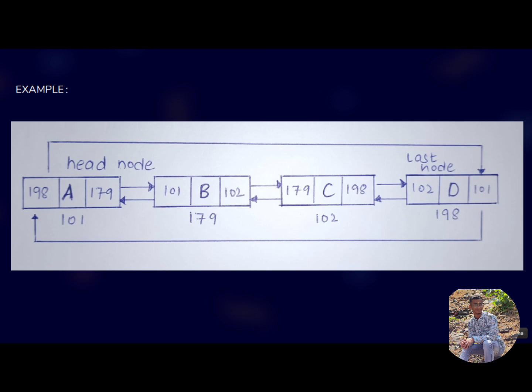Let us see this with an example. Let us take a linked list of 4 nodes with data A, B, C, D. The next pointer of node D would point to node A, and the previous pointer of node A would point to D. This creates a circular loop.